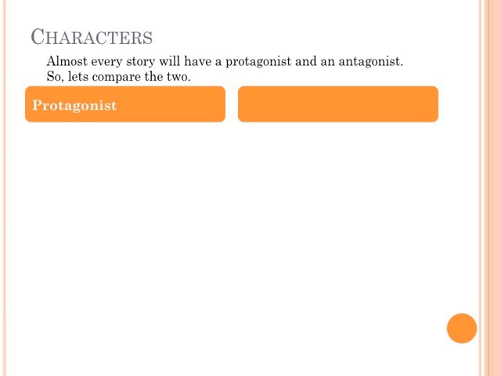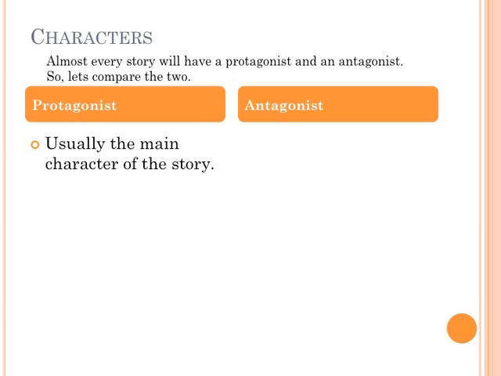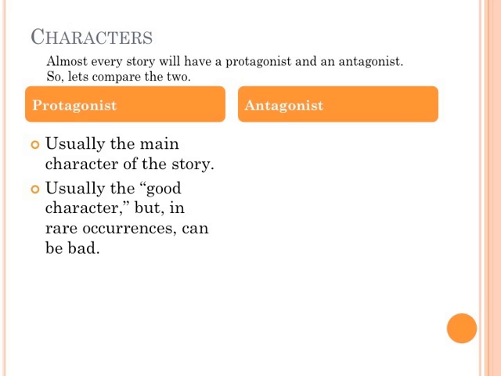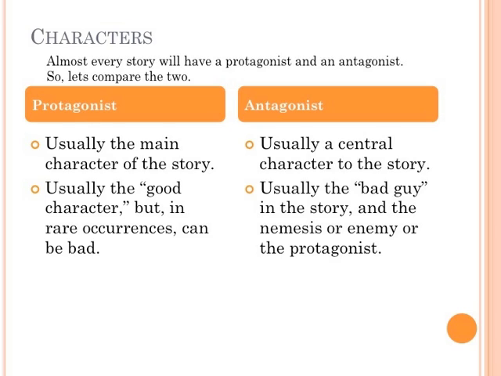You have the protagonist on one side and the antagonist on the other. The protagonist is usually the main character of the story, and is usually the good character, but in rare occurrences can be the bad character. The antagonist, on the other hand, is usually a central character to the story, but not necessarily the main character, and is usually the bad guy in the story, or the nemesis or the enemy of the protagonist.